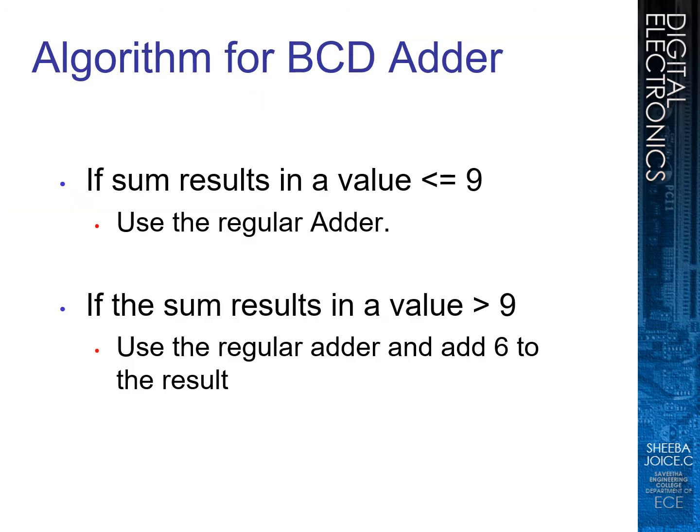So what is the algorithm for BCD adder? If the BCD sum results in a value less than or equal to 9, it is just the regular adder. But if the sum results in a value which is greater than 9, to the result of the regular adder, 6 has to be added.